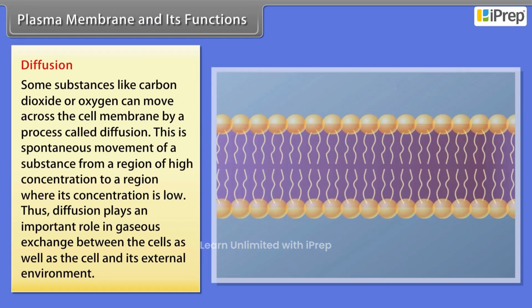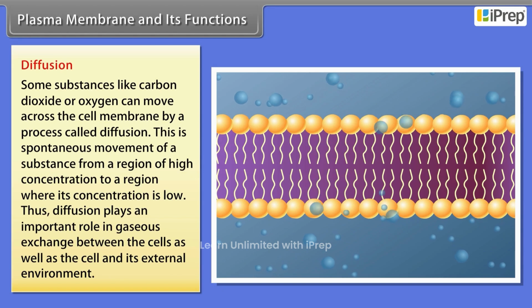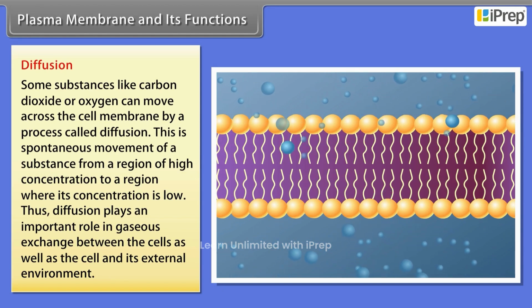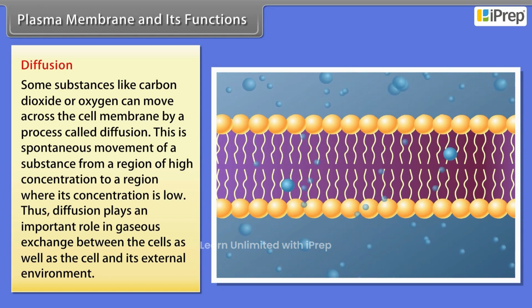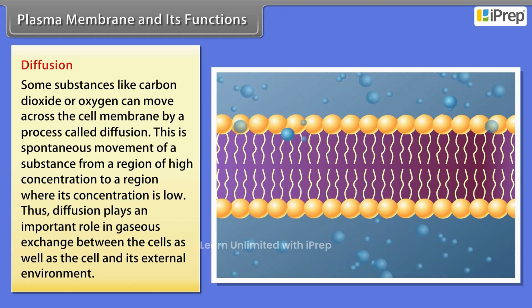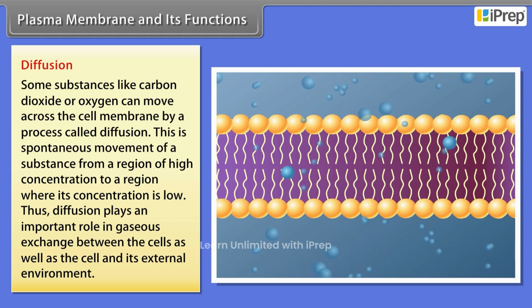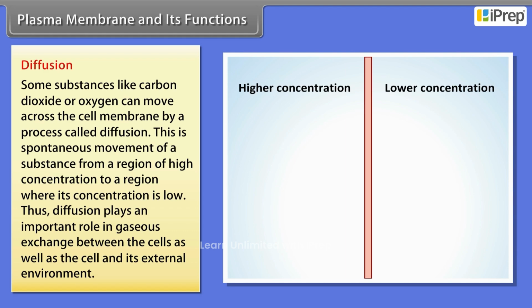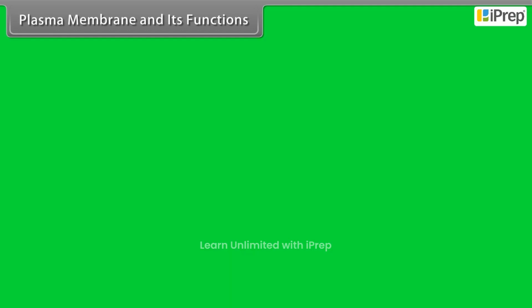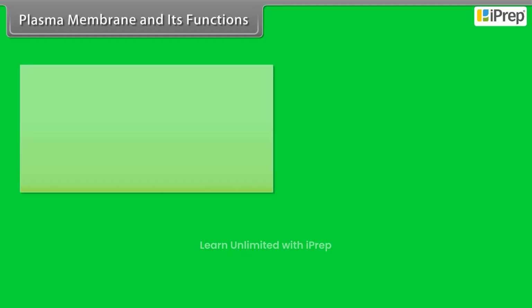Diffusion. Some substances like carbon dioxide or oxygen can move across the cell membrane by a process called diffusion. This is spontaneous movement of a substance from a region of high concentration to a region where its concentration is low. Thus, diffusion plays an important role in gaseous exchange between the cells as well as the cell and its external environment. Plasma membrane and its functions.